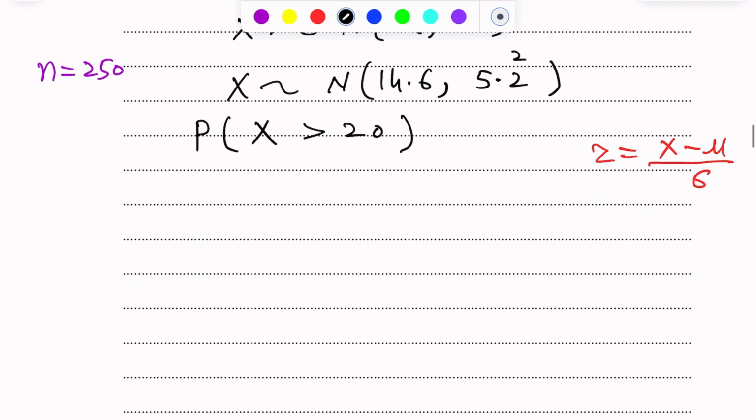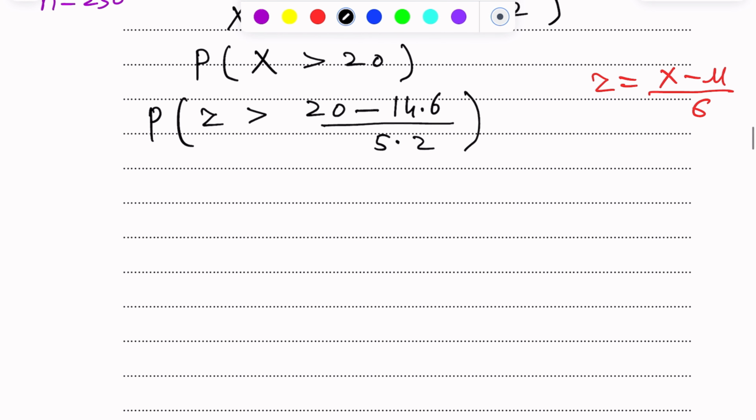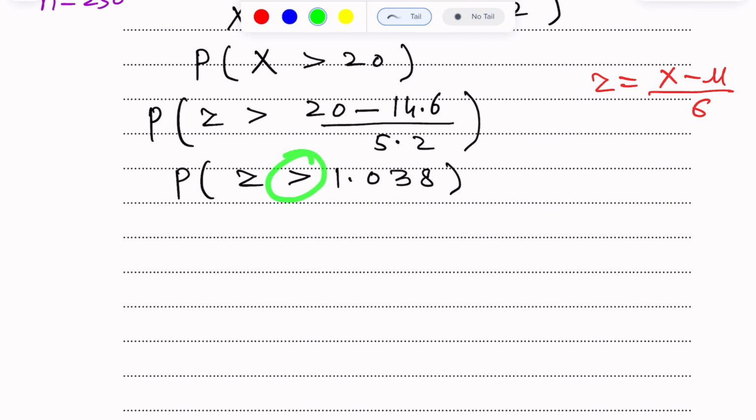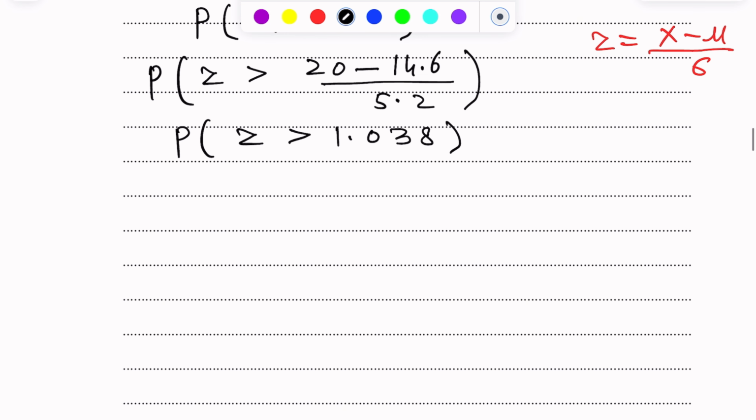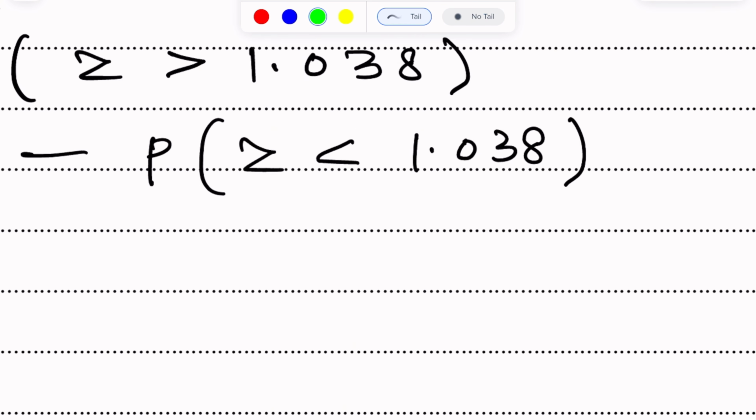So we can write probability of Z greater than X minus mu over sigma, that is 5.2. Now we calculate this and get probability of Z greater than 1.038. Now we will make this sign less than, so we will subtract from 1: 1 minus probability of Z less than 1.038.